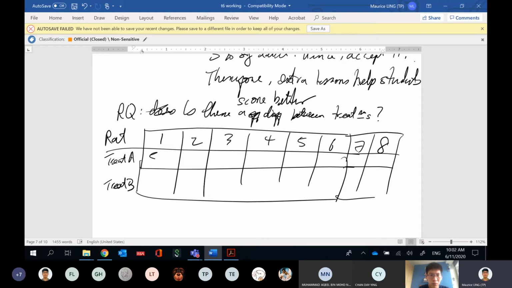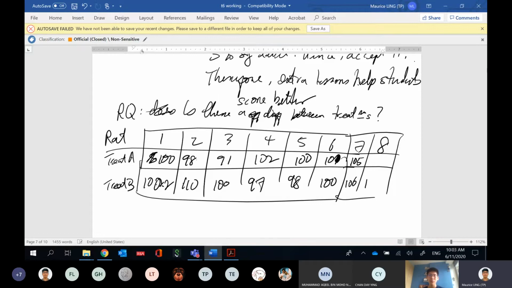Maybe we say that is 50. Okay, say 100 grams, 102. Let's say some other numbers. Okay, so maybe 98, 91, 102, 100, 105. This is, let's say, 110, 100, 97, 98, 100, 106, 102.